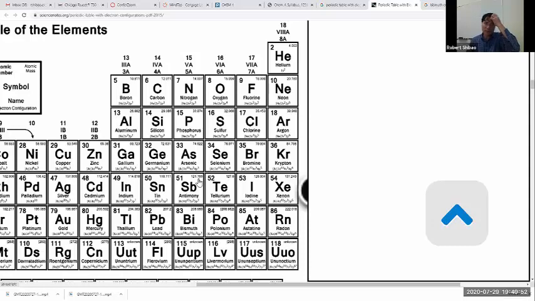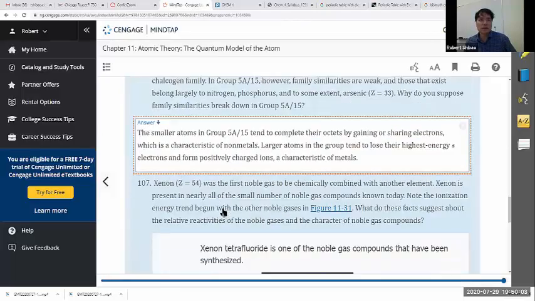And so I guess that's what they mean, but that happens with all the families. In all the families, it becomes more metallic as you go down, so it's easier to lose. It's easier to lose electrons on big atoms. And so I don't really like this question.